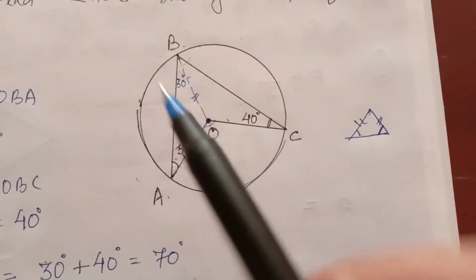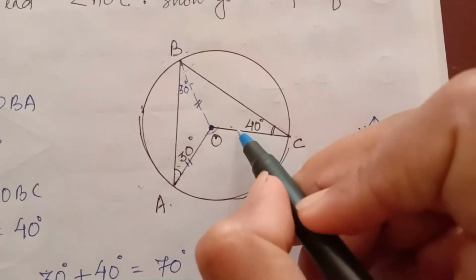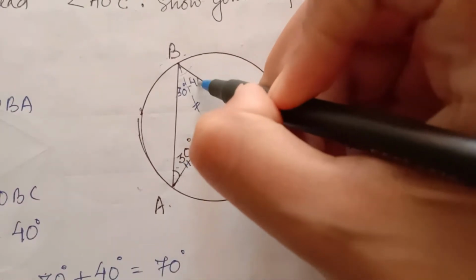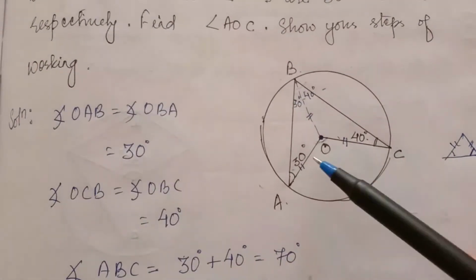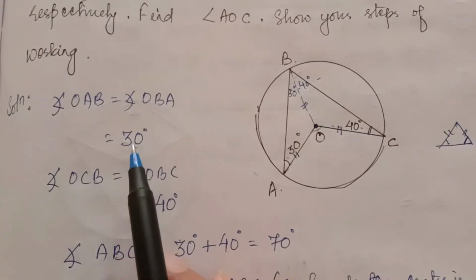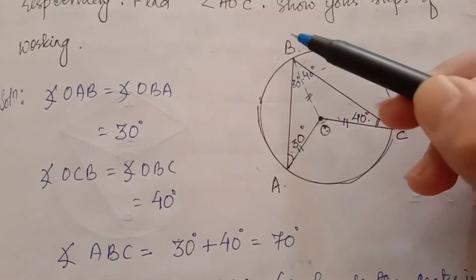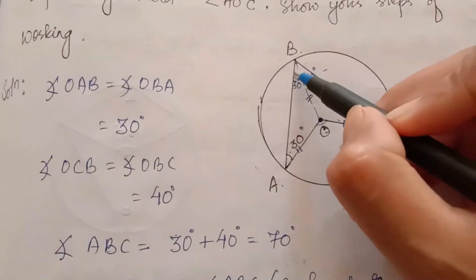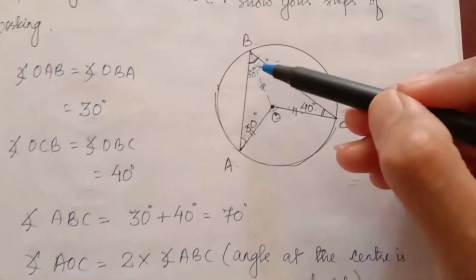Similarly, if we consider this side, again these two are radii of the circle, so these two are also equal. So here this is 40 degrees, this is also 40 degrees. But we have to show our calculation here. Angle OAB and angle OBA are both 30 degrees. Similarly, OCB and OBC, these two angles are again equal. Now we need this angle, right? So this angle is 30 plus 40, 70 degrees. So we got this angle as 70.